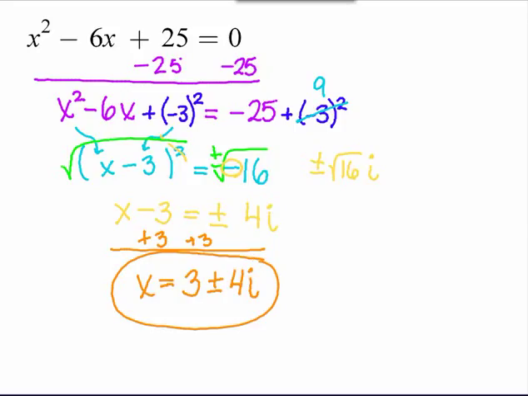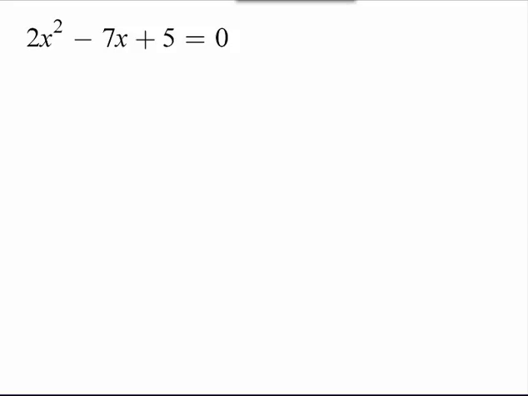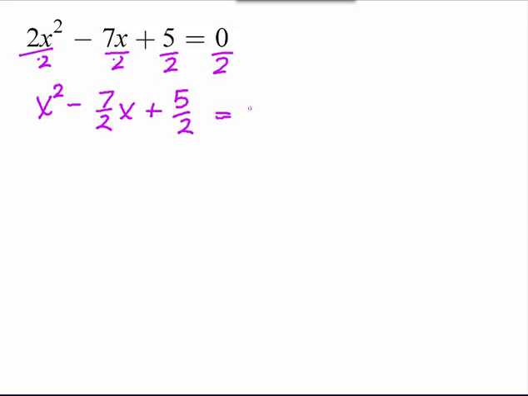All right, I think I've got one more to look at, and then I'm going to let you go on your worksheet. So what are we going to do first? Divide by 2, good. So divide by 2. So I end up getting x squared minus 7 halves x plus 5 halves equals 0. Now what do I need to do? Yep, subtract 5 halves.